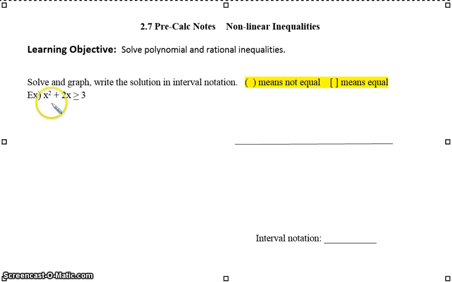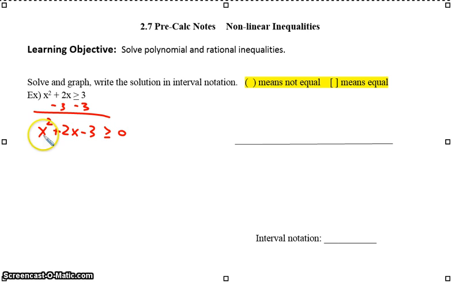So what I'm going to do to be able to solve an inequality such as this one is, since it's a degree 2 polynomial, I want my problem to be equal to 0. So I'm going to move the 3 over. And then I'm going to have to factor this.